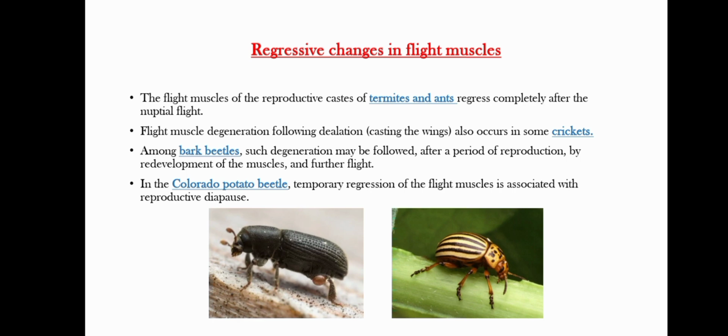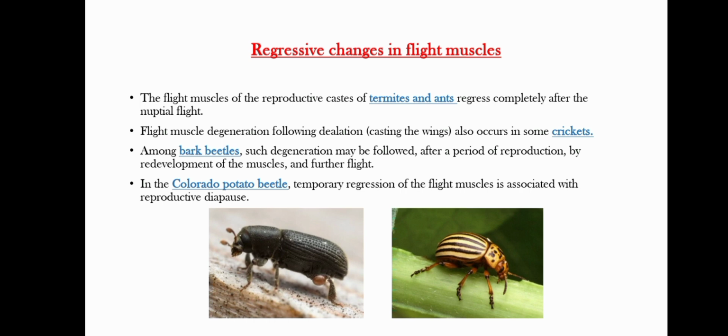Next, we are going to discuss the regressive changes in the flight muscles. In the case of termites and ants, the flight muscles of the reproductive castes regress after the nuptial flight, and this flight muscle degeneration is also found in crickets. This regressive change is also found in other groups of insects, such as the bark beetle. This is a picture of a bark beetle. In the bark beetle, the degeneration follows after a period of reproduction, and the redevelopment of the muscles occurs during the further flight.